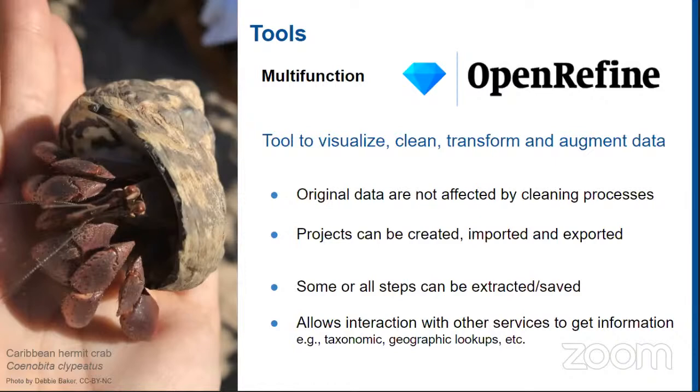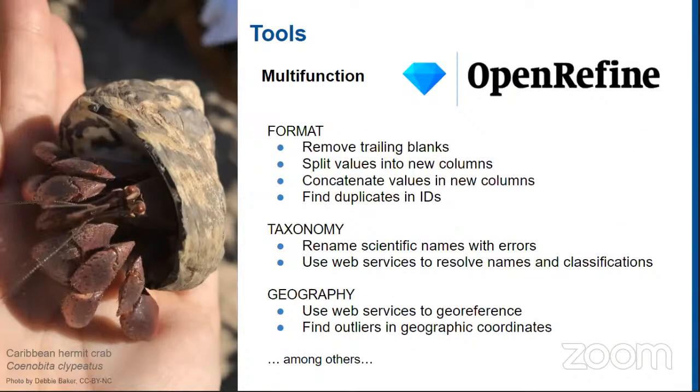And as I mentioned before, it also allows interacting with other services to get more information that we can connect to our data records. So these are some examples of the things that we can do in the three categories that I was mentioning before for tools. There are for format, for taxonomy, and for geography. So I'm not going to mention each one. You can read them on the slide. There are many possibilities to clean data with this program. There are also good guides on how to use it.